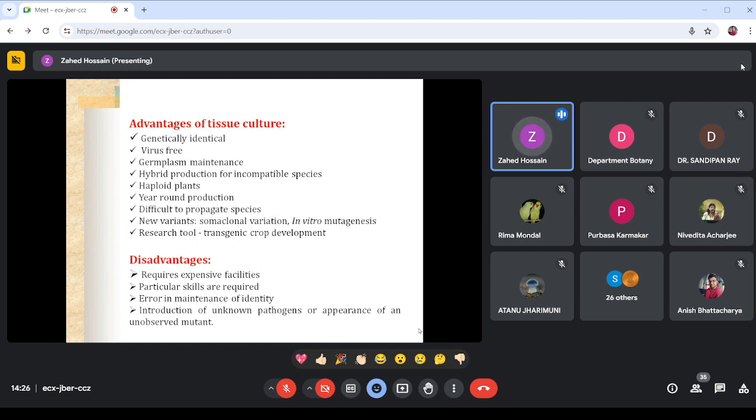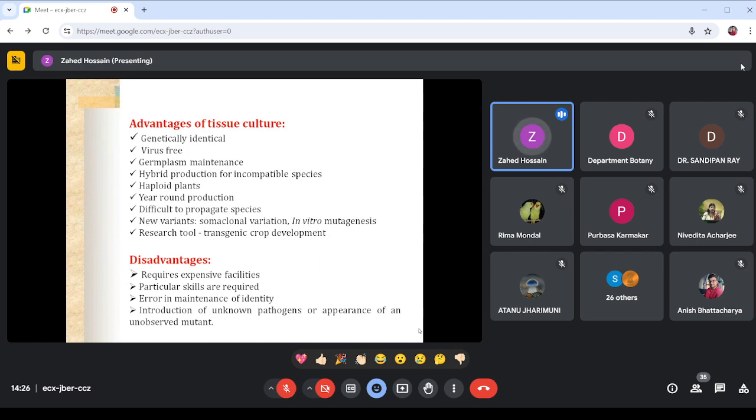But there are certain disadvantages. It requires expensive facilities, because you need a culture room, AC, culture racks, and a laminar hood. So it is not very cost effective unless you are doing a large number of cultures. Also, a layman can't do this. Skilled technicians are required to carry out plant tissue culture.